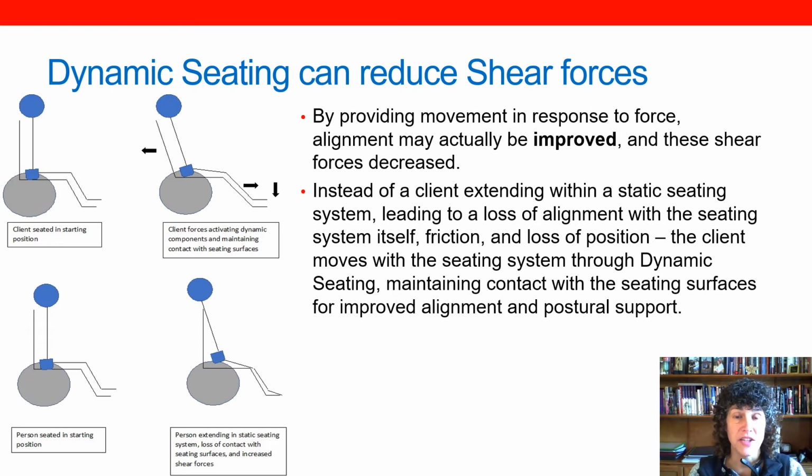Now, many of our clients extend within their seating system. That means they move within those static surfaces, again creating shear forces. You can see that illustrated here. The person is no longer in alignment with the seating surfaces and other supports, such as lateral trunk supports, head supports, etc. By allowing the system to move with the client, we actually keep the client in contact with the seated surfaces, reducing shear for many clients who tend to extend within their seating system. We can also reduce loss of position, loss of alignment with the seating system.